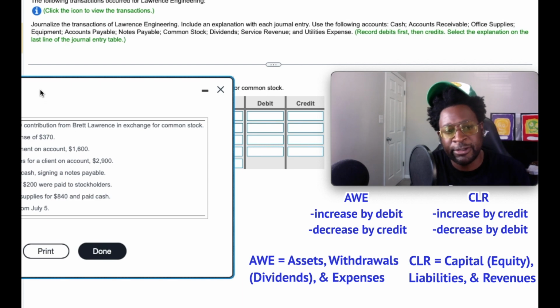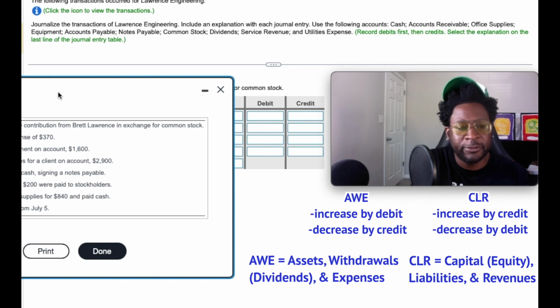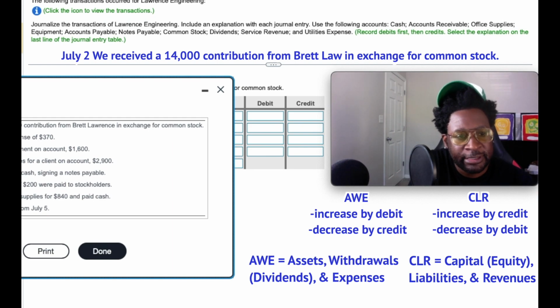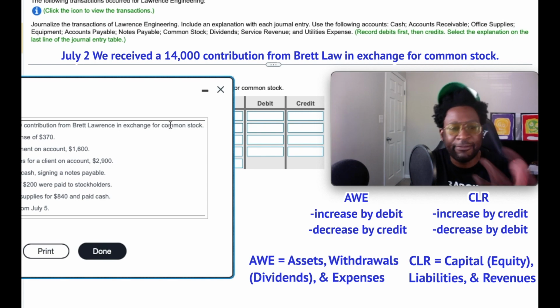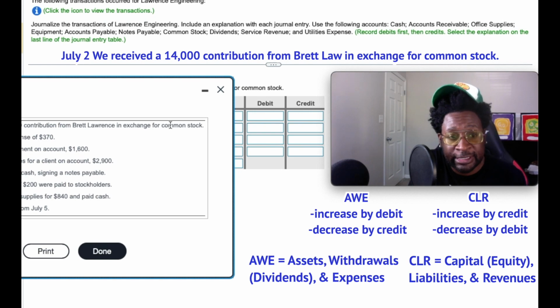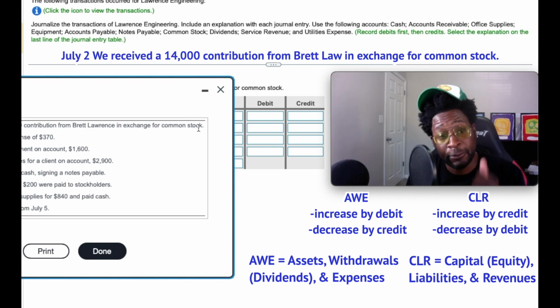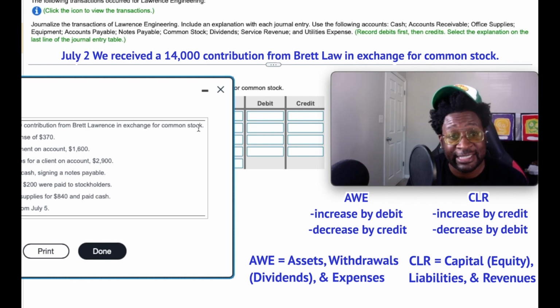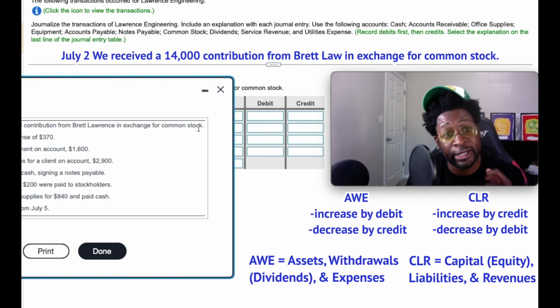So, without any further ado, let's attack the first problem. It tells us on July 2nd, we received a $14,000 contribution from Brett Lawrence in exchange for common stock. Half of that is BS. We just want the keywords. The keywords are receive $14,000 and common stock. $14,000 obviously is cash. Cash is an asset, which makes it belong in the All gang.